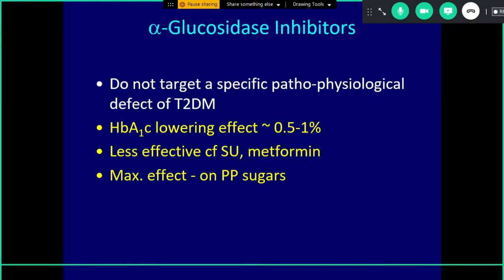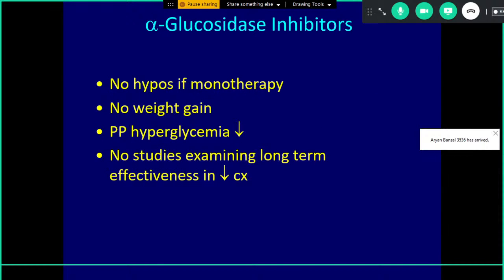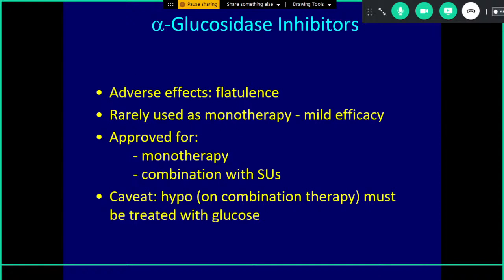It helps in people who have high carb intakes. It's definitely less effective than other agents. The maximum effect is on post meal sugars. It has very little effect, if any, on fasting sugars, right? There are virtually no studies which have examined its long-term effectiveness on complications. As I mentioned several times, the adverse effect is flatulence, and it is usually given in combination with other agents.